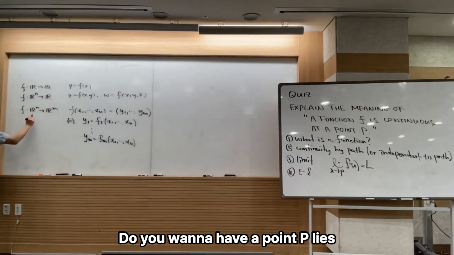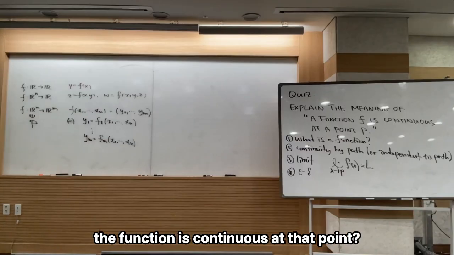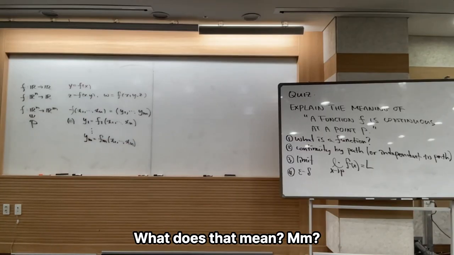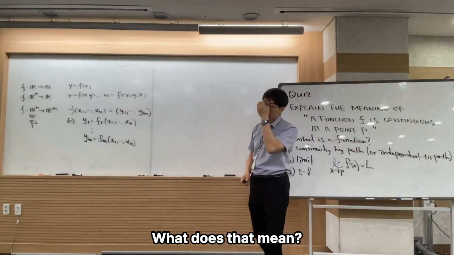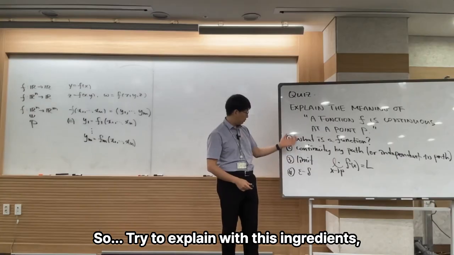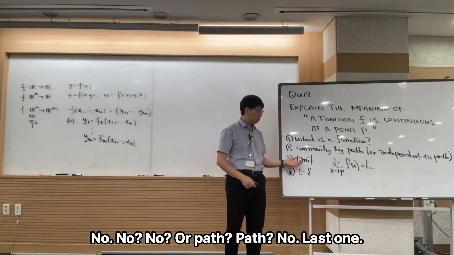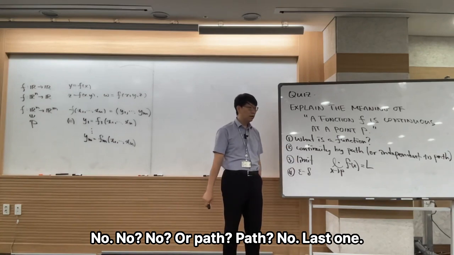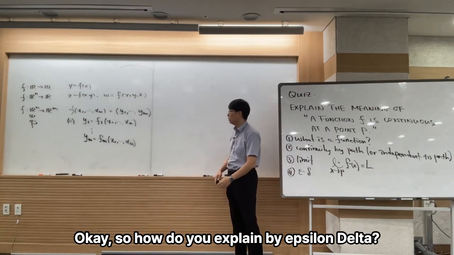So you want to have a point P that lies in the domain, and you want to say the function is continuous at that point. What does that mean? Try to explain with these ingredients. Which one do you want to use? Do you want to use the limit? No? Path? Last one? Epsilon delta? Okay, so how do you explain it by epsilon delta?